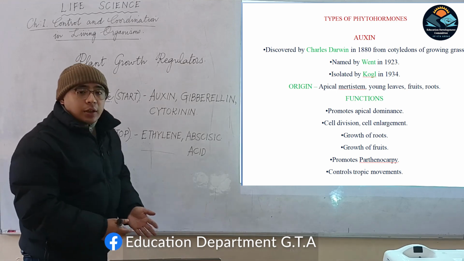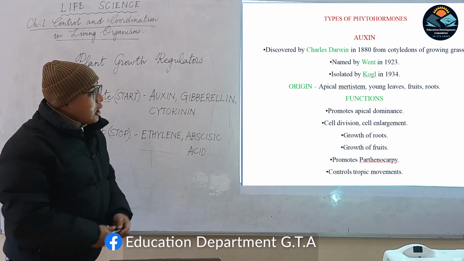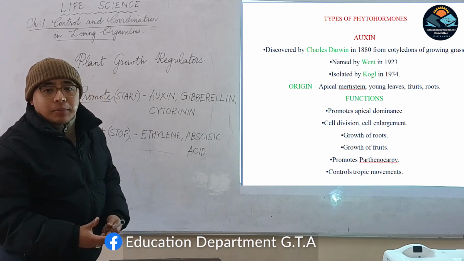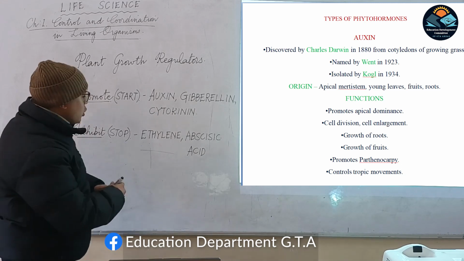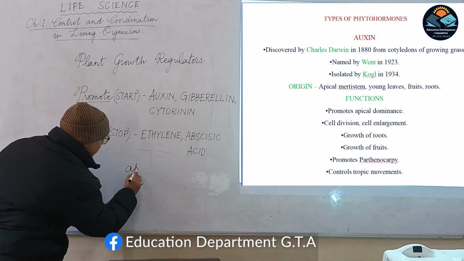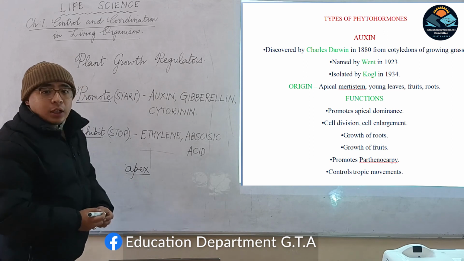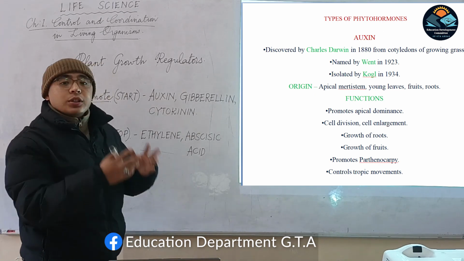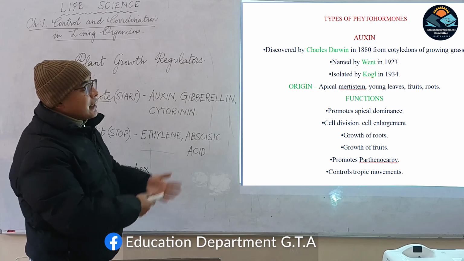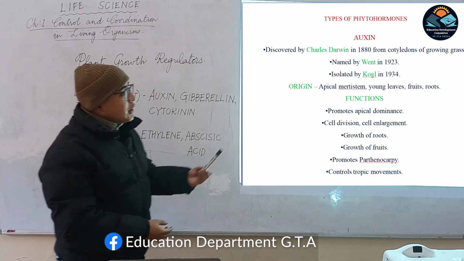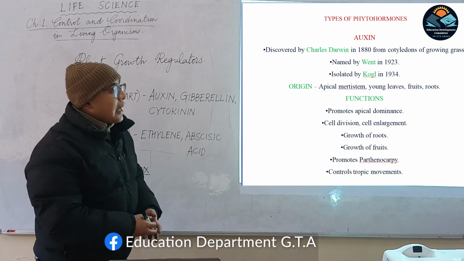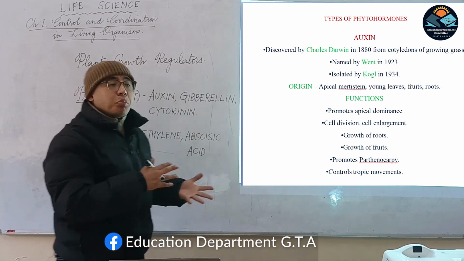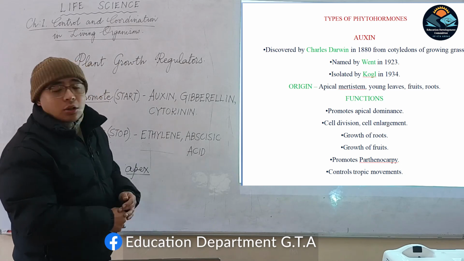The origin: where will you find auxins? Auxins will be primarily found in the apical meristem. The word apical implies the word apex, which means the tip. So you will find auxins on the tip or within the tips of the shoot and the root. So you will find it in the apical meristem, in young leaves, in fruits, and also in roots. Now let us look at the functions, the most important part. Let us look at the functions of auxin.